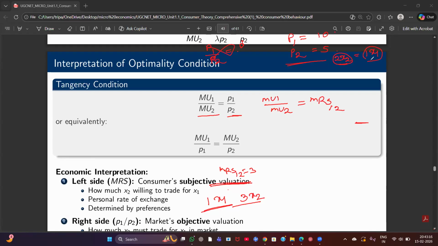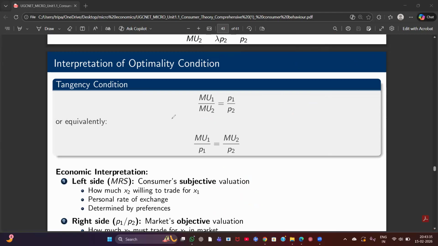And the left side explains how the consumer is ready to trade between the two commodities. Equilibrium occurs if equality is maintained on both sides. In our example, let me write down the values again so that we can easily follow. Here, in our example, let mu1 by mu2 be equal to 3, or simply 3 by 1, you can write anything. And P1 by P2 is equal to 2.